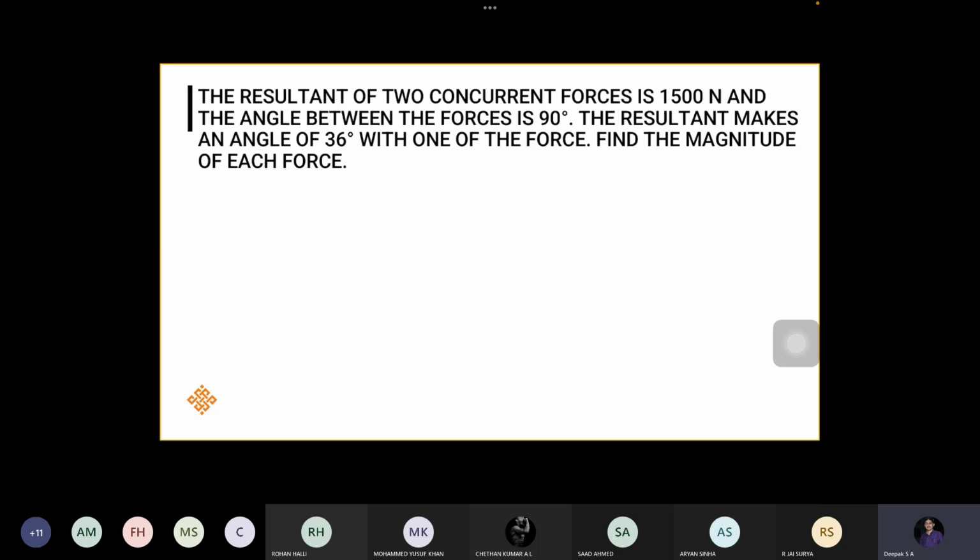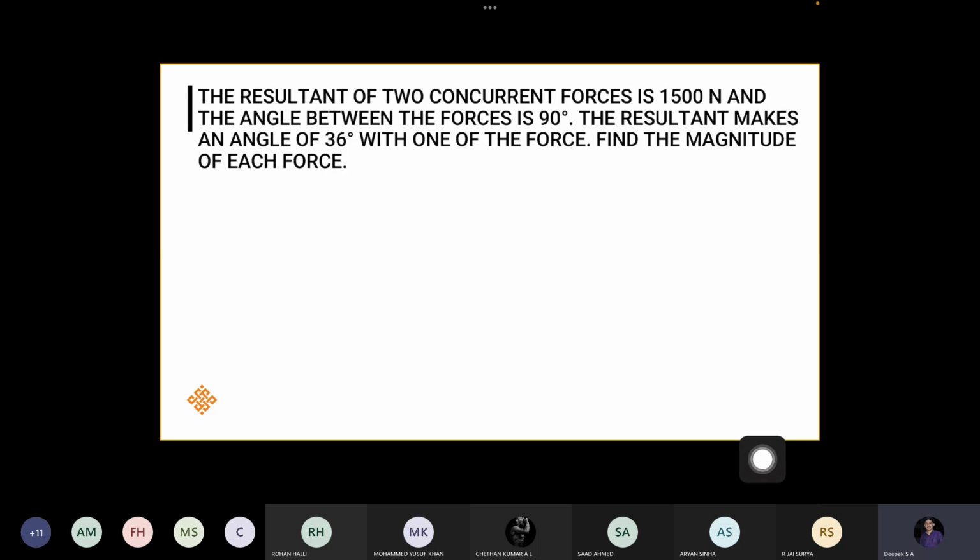Now look at this second problem. See what is given: the resultant of two concurrent forces is 1500 Newton, and the angle between the two forces is 90 degree. The resultant makes an angle of 36 degree with one of the forces. Find the magnitude of each force.